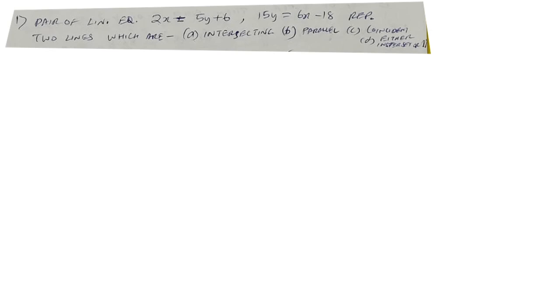2x is equal to 5y plus 6 and 15y is equal to 6x minus 18. Represent, again short form for represent, two lines which are intersecting, parallel, coincident, or either intersecting or parallel. Okay, the options are A, B, C, and D.